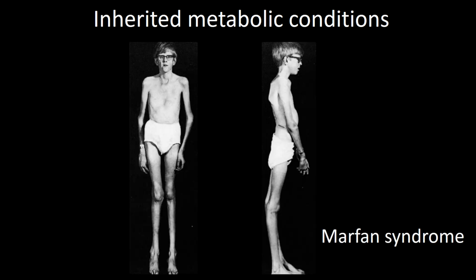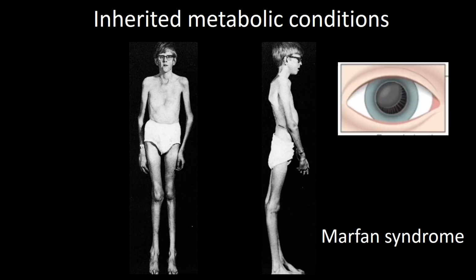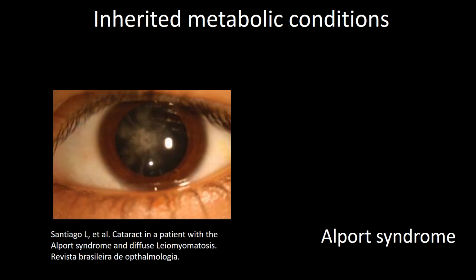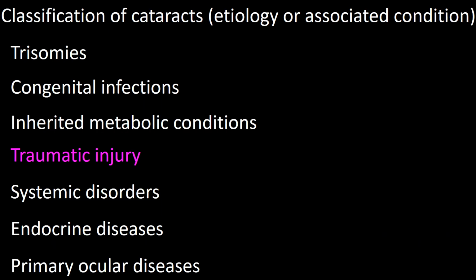Marfan syndrome. Patients with Marfan syndrome are also prone to lens subluxation and glaucoma. The subluxation is usually superior. Inferior lens subluxation tends to occur with homocystinuria. Marfan syndrome is due to an abnormality in the fibrillin 1 or FBN1 gene. Alport disease is another condition often associated with cataracts. Traumatic injuries can also produce cataracts.